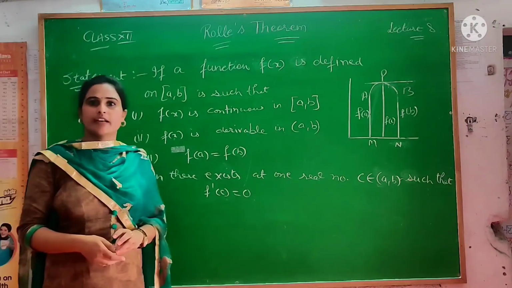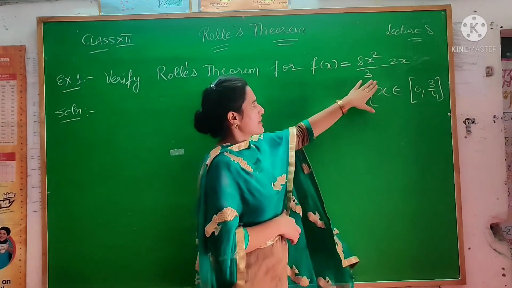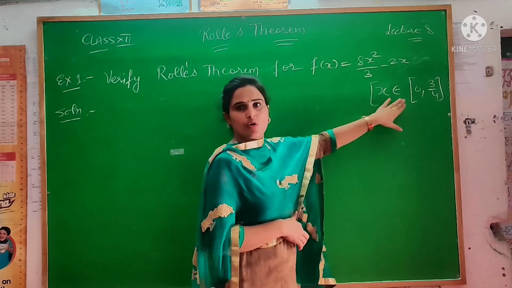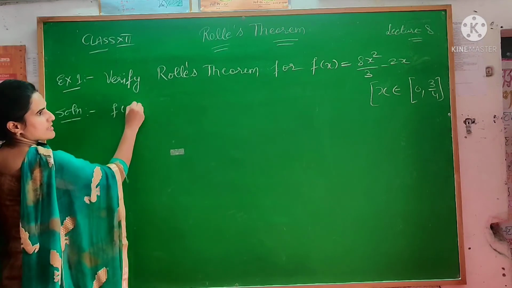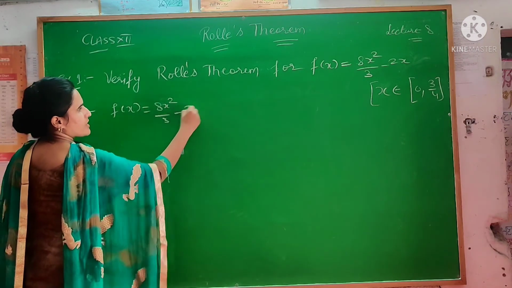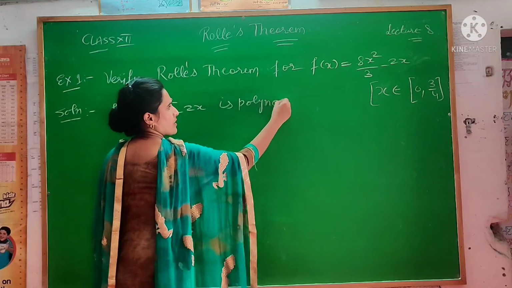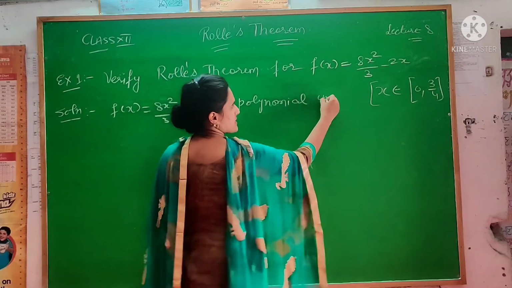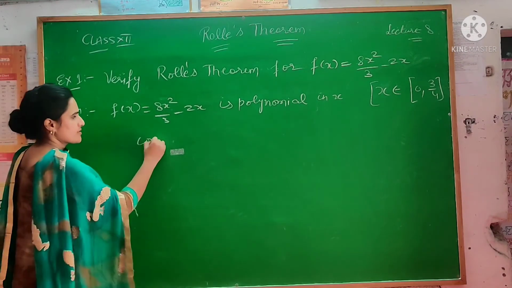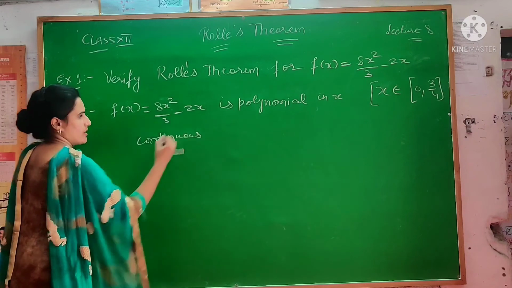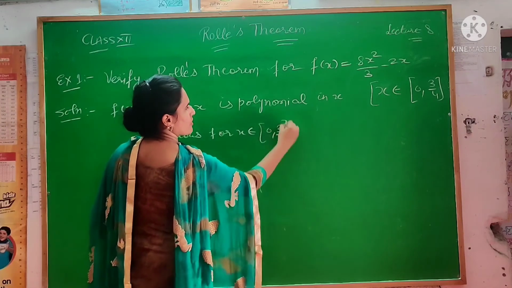Now we will solve some examples related with Rolle's theorem. Example: verify Rolle's theorem for 8x^2/3 minus 2x for x belongs to [0, 3/4]. Now solution: f(x) is equal to 8x^2/3 minus 2x, which is a polynomial in x, and all polynomials are continuous. So this is continuous for x belongs to [0, 3/4].